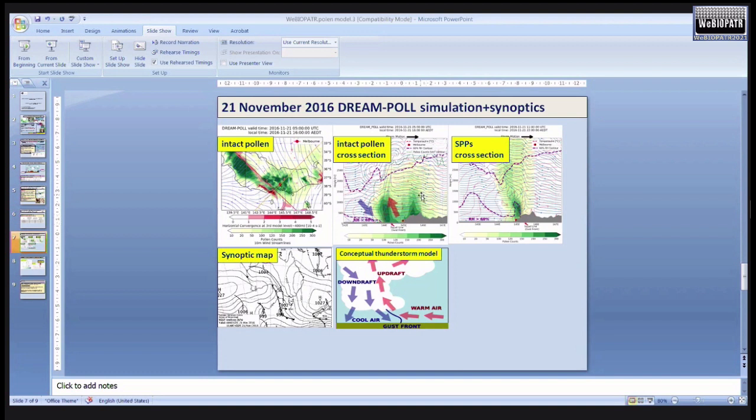There is some topography here, and one can notice that there is upward motion in front of the unstable squall line, and behind it a downward flow, exactly as you can see in the conceptual thunderstorm models. And the last slide here is the cross-section for the SPP concentrations. And this was the moment when the whole system had just passed Melbourne city.